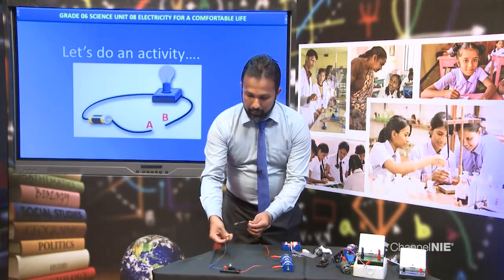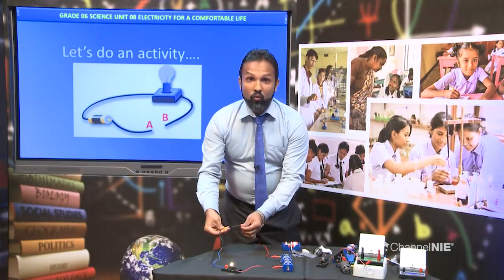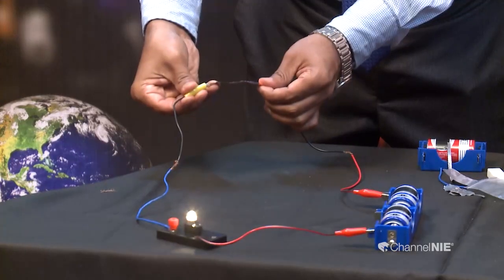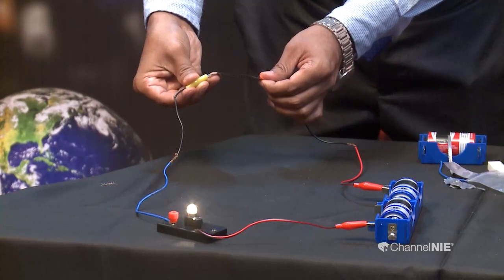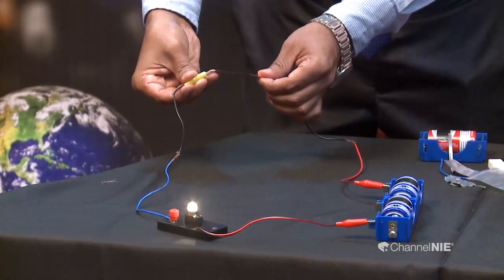You can watch whether the bulb glows or not. What can you observe? Bulb glows when keeping copper. What does that mean? Current passes through the copper.